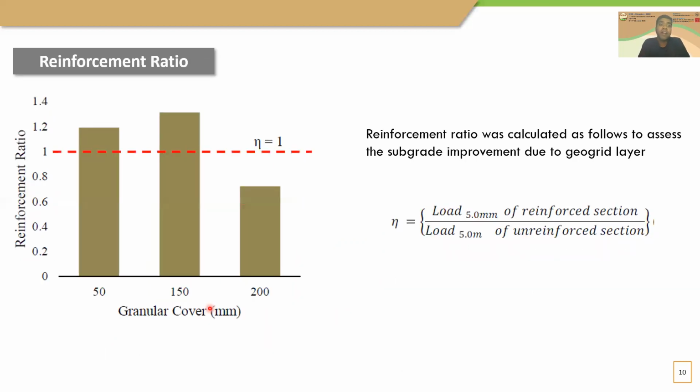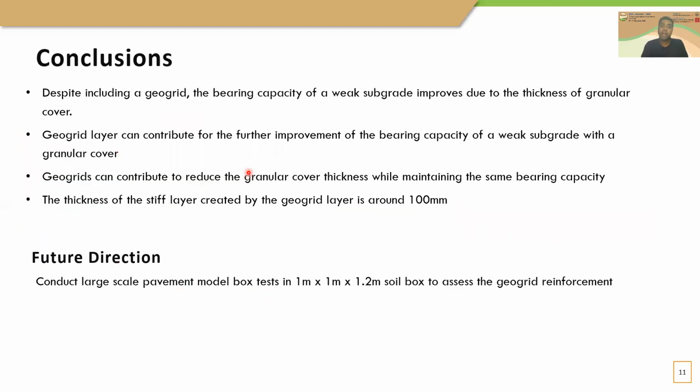So in order to capture the effect from the reinforcement layer, we calculate the reinforcement ratio. That is the ratio between the load to create 5 millimeter penetration of the reinforced section to the unreinforced section. You can see the reinforcement ratio is above 1 for the 50 and 100 millimeter sections, meaning you have a clear improvement. So with that, we can say the Geogrid effect diminishes as you increase the granular cover thickness, and it also creates a failure early.